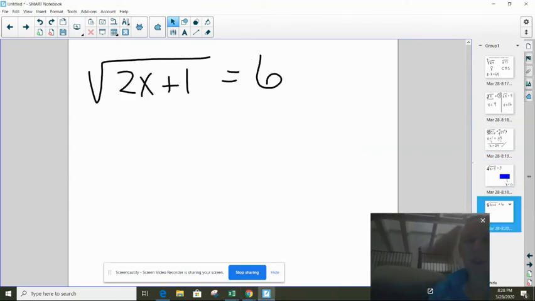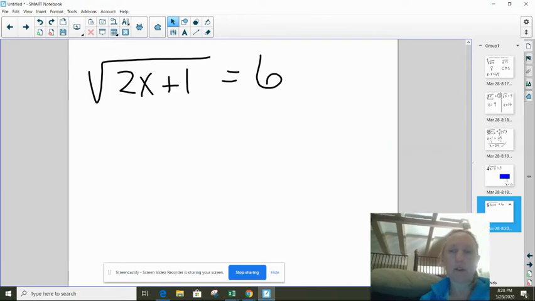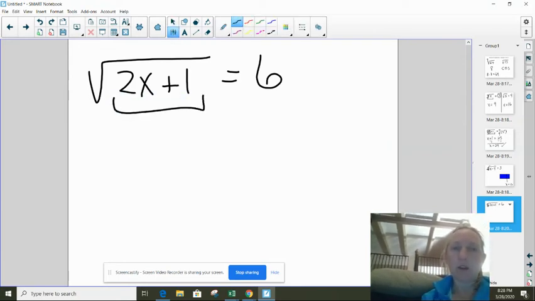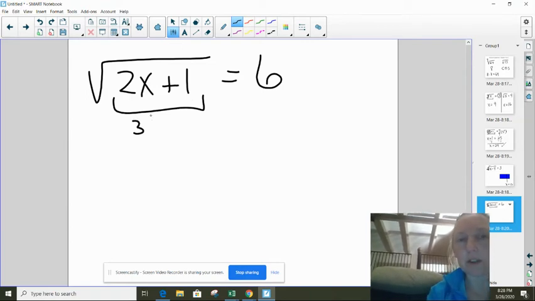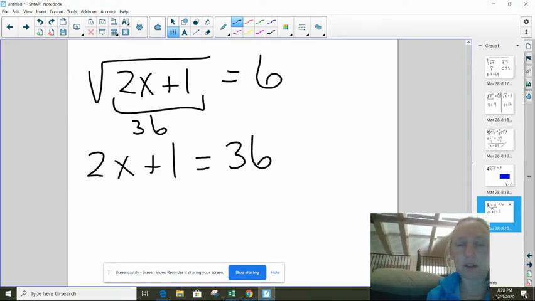And the last question is one step harder. I can't do this one in my head. What number would have to go in there? The whole thing has to become a 36, because the square root of 36 is 6. But that's a hard question, so I'm going to do that out. What makes 2x plus 1 turn into 36?